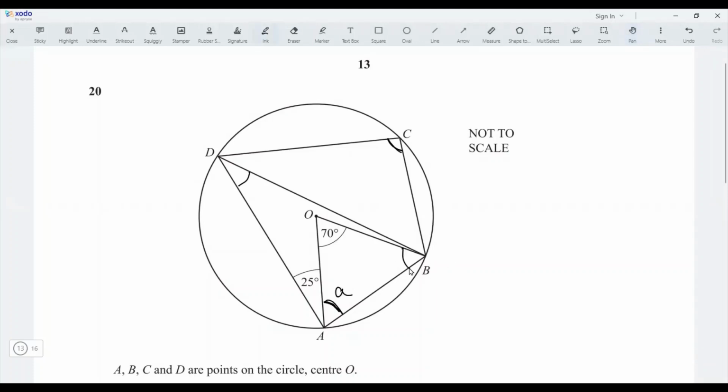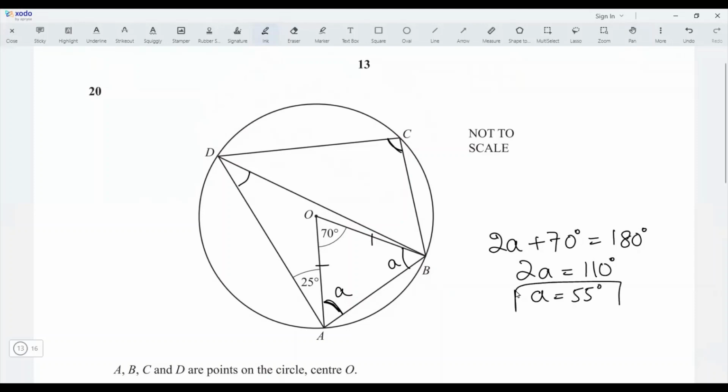This is an isosceles triangle. Why? Because there are two radii that are joining to the third line, so the angles at the other third line must be equal. So A plus A, means 2A plus 70 degrees equals 180 degrees. The sum of all the angles of a triangle equals 180. So subtracting 70 from 180, it will be 110. 110 divided by 2 results in 55 degrees. So 55 degrees will be the angle A.